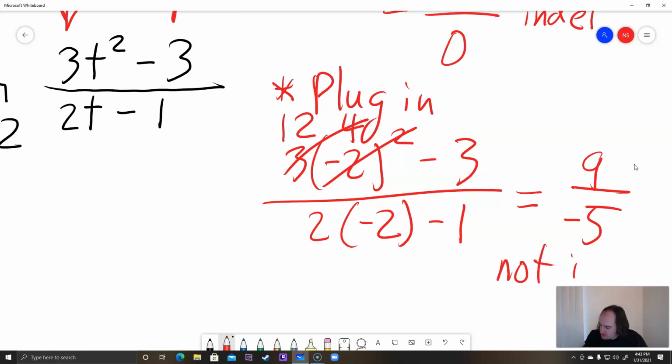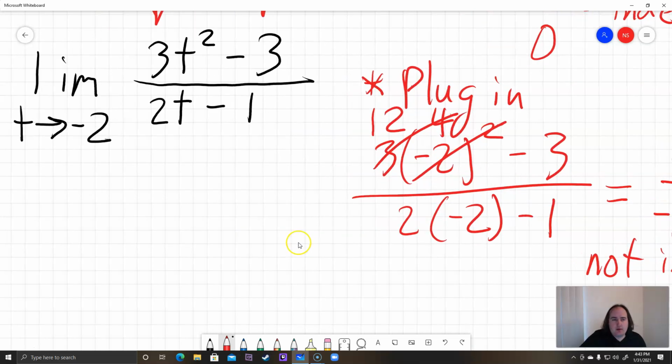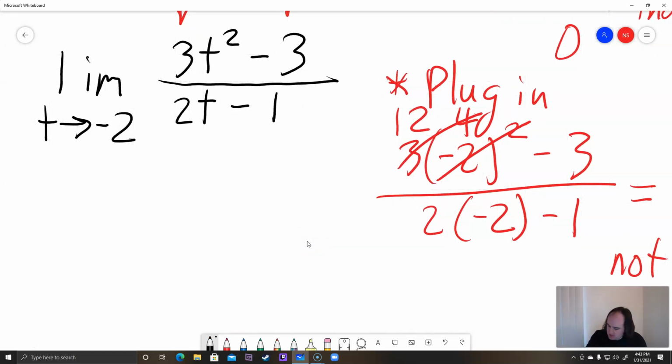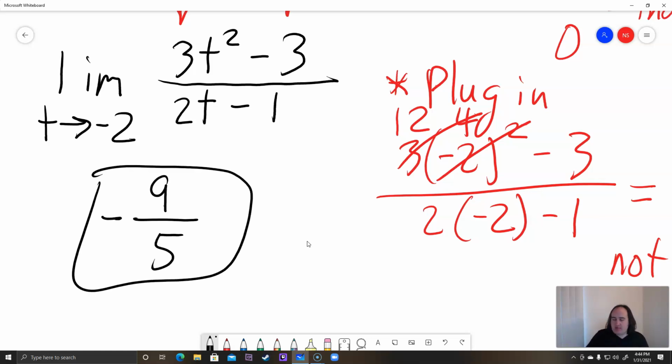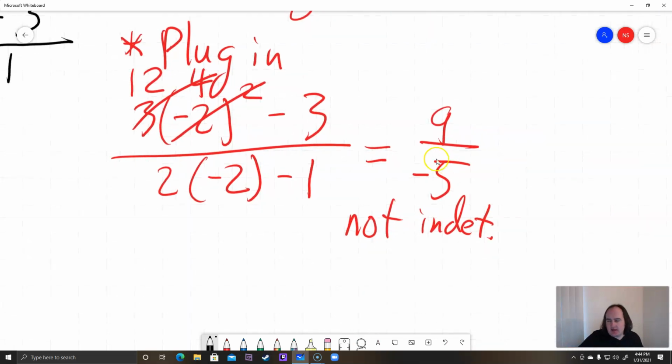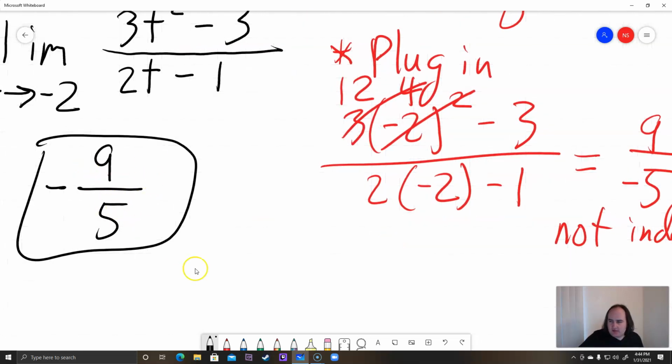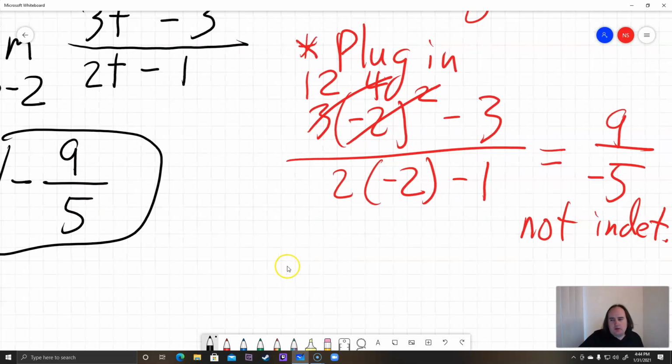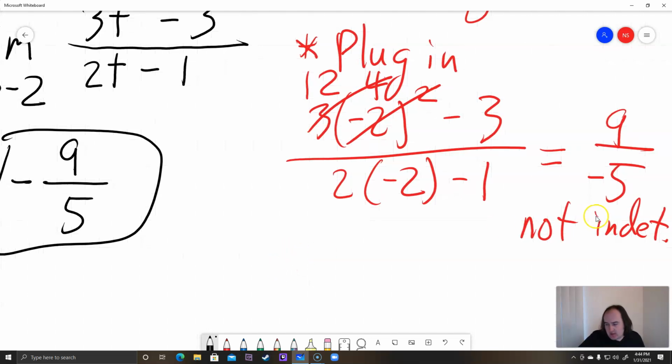This one is not indeterminate because we don't have 0 over 0 or something weird like that. So because it's not indeterminate, this is going to be our answer. Okay, so the value of this limit is going to be negative 9 over 5. Remember, if you have a minus in the denominator, like 9 over negative 5, you can just bring the minus out front. So that gives you negative 9 over 5. Okay? But if that had been indeterminate, we would have had to take the derivative on the top and the bottom again. But we didn't, so we're good.